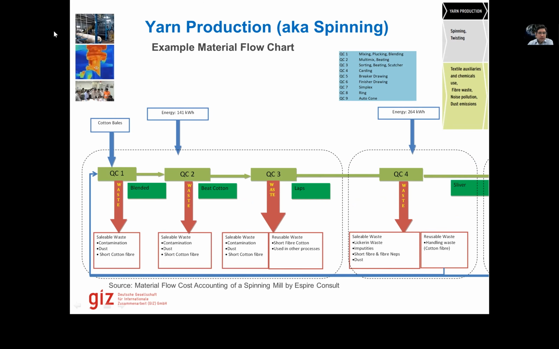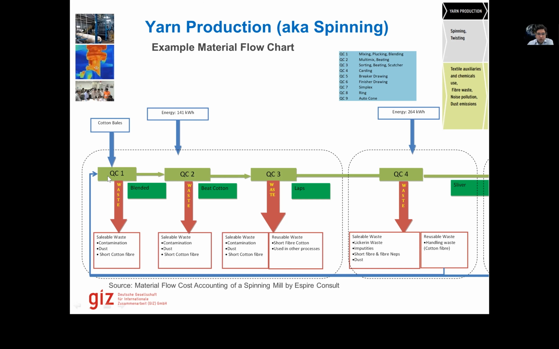This is a concept which is a little bit new, but it's not very difficult. You remember that last time we developed a material flow chart, and we developed an energy flow chart. So material flow cost accounting simply combines both energy flow and material flow. It's simple. You can see process 1, process 2, process 3, process 4, and so on.